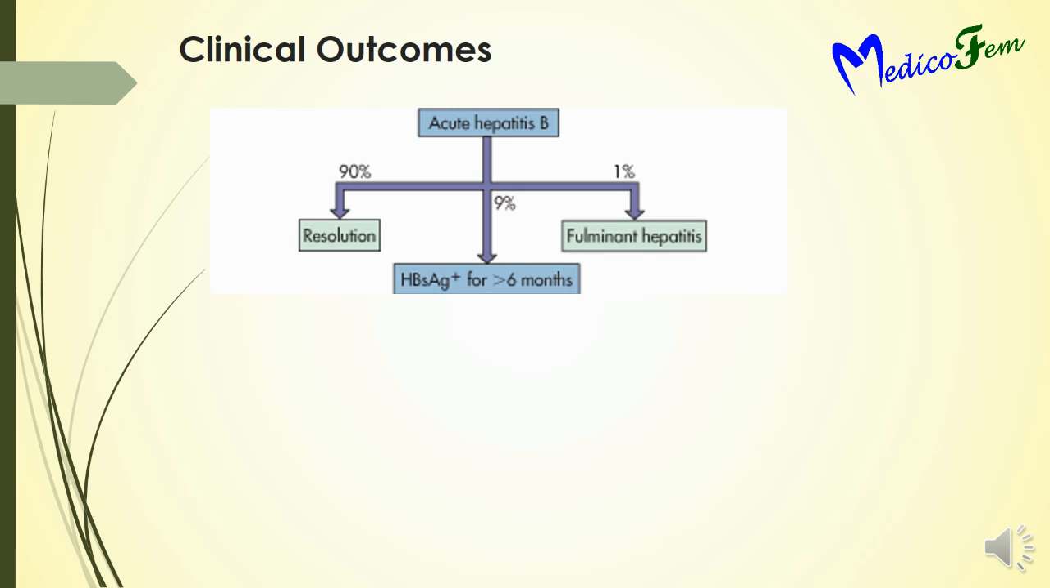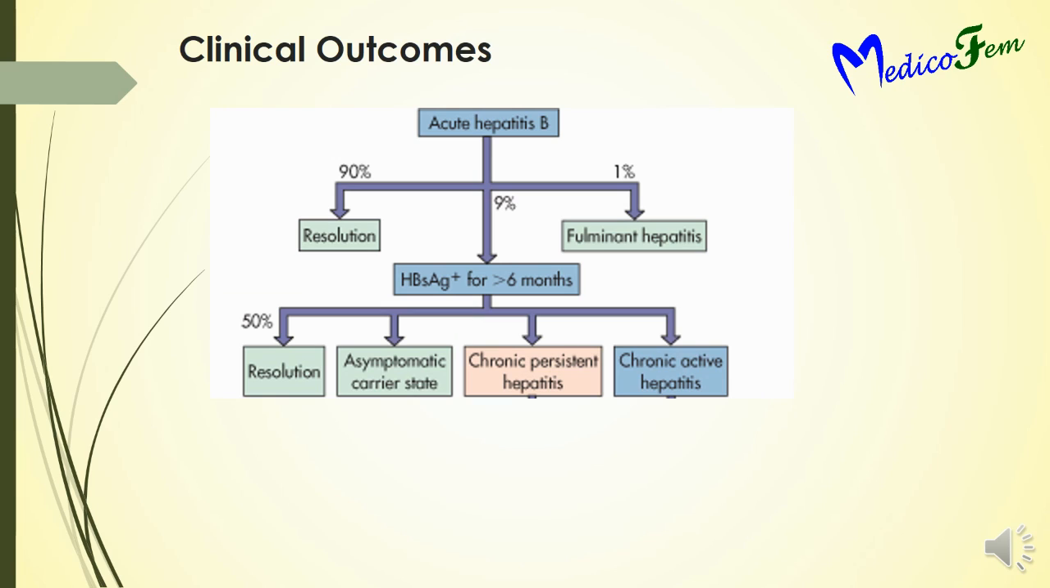Now, the chronic outcome or clinical outcome of hepatitis B infection: almost 90% of the patients resolve by themselves and don't go to a chronic state. About 1% of the infected patients develop fulminant hepatitis and about 9% become carriers that are surface antigen positive for more than 6 months. Among this 9%, 50% resolve themselves. The rest develop asymptomatic carrier state, chronic persistent hepatitis or chronic active hepatitis.